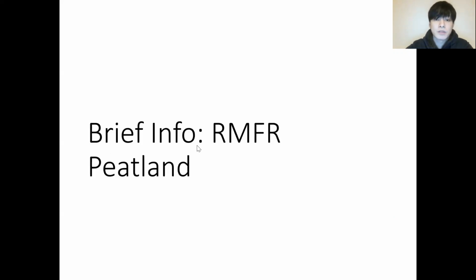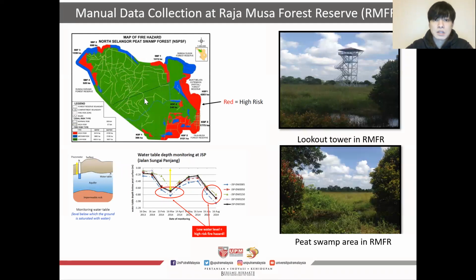First is the brief info about the site of study, which is the RMFR, Raja Musa Forest Reserve peatland. You can see on the slide the site of study. RMFR is actually quite wide. Based on our past experience and discussion with the local authority, we know that if the water table drops beyond a certain level, there's a high possibility of fire risk. So in order to avoid that, we must be able to predict the trend of the water table so that we can avoid forest fires from happening.